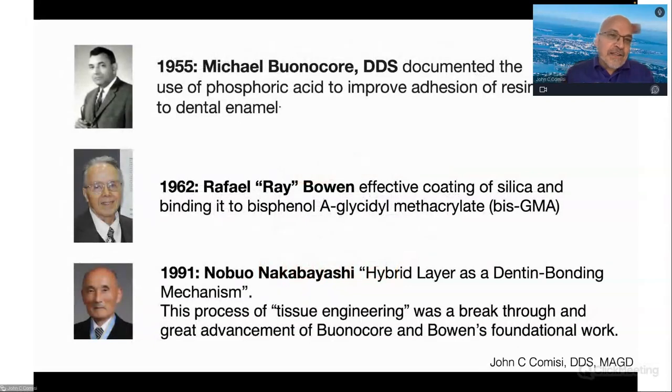Now, if we go back into the history of restorative mechanisms, especially for composites, which is the realm that I live in on a day-to-day basis at the college, we look at what Michael Buonocore did and what Ray Bowen did, and of course Nakabayashi, who identified the hybrid layer along with David Pashley, as to what we use today. This form of tissue engineering is what we're attempting to create when we have the decayed and damaged structure that Cliff so beautifully described in this presentation.